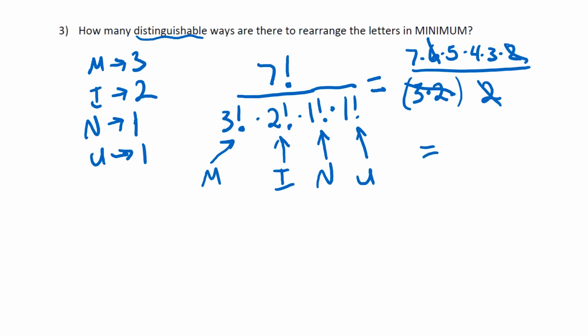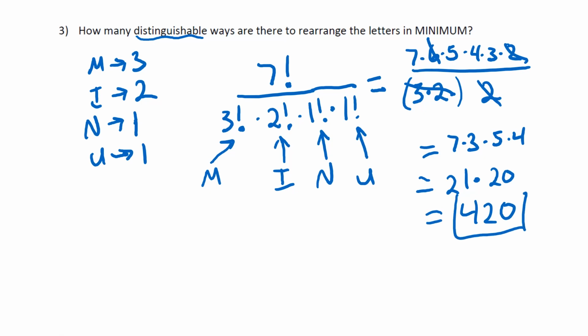So now 7 times 5. I'm going to do 5 times 4 separately, so I get a thing ending in 0. So I'm basically going to rewrite this as 7 times 3 times 5 times 4. And then 7 times 3 is 21. 5 times 4 is 20. And we end up with 420 in this case.